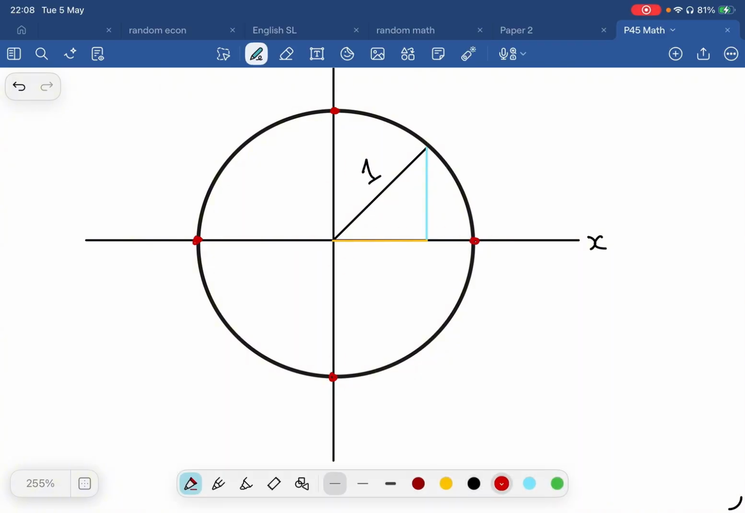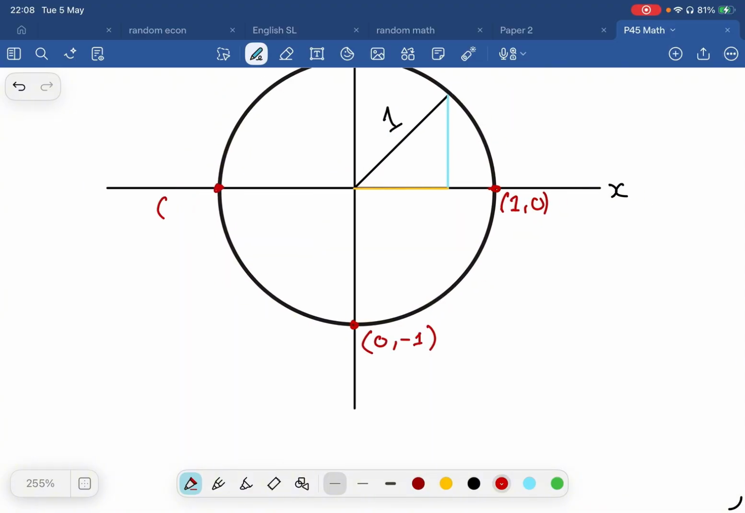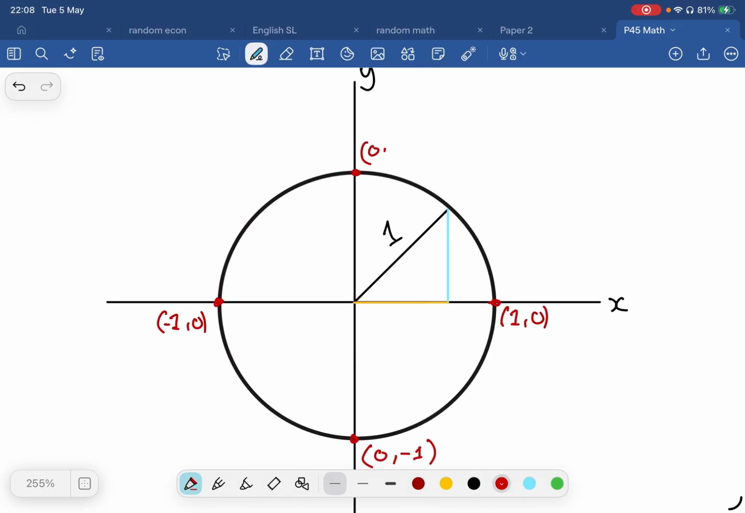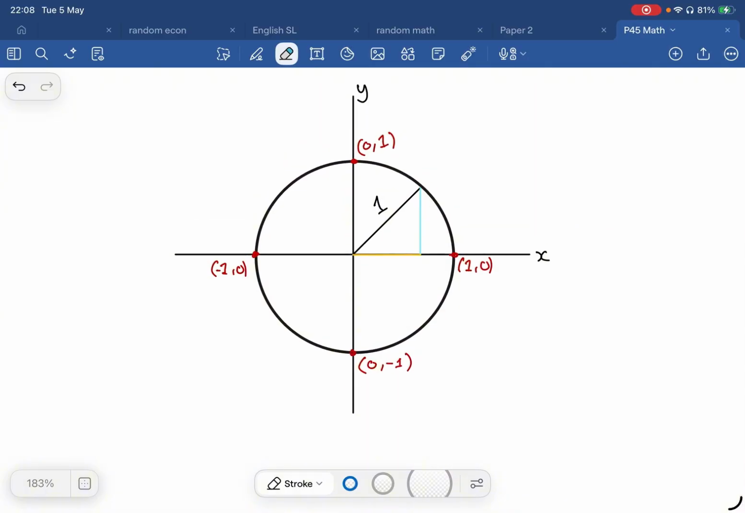So if you put the circle on a graph, for example, you would get this point, which is on the x-axis, as (1, 0), because remember, this is a radius, and the value is 1. This one would be (0, -1). This value would be (-1, 0), and that would be (0, 1). Okay, so that's just to help you visualize what this looks like on a graph.